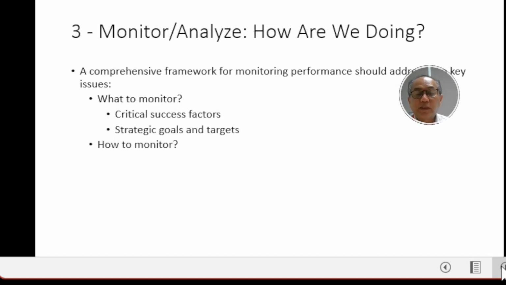Third is monitor and analyze. How do we do? What do we monitor? What are the critical success factors? What are the KPIs that you need to look at? And then what are the strategic goals and targets, and how to monitor them? What measurements will you use, your KPIs, and the tools in measuring them.